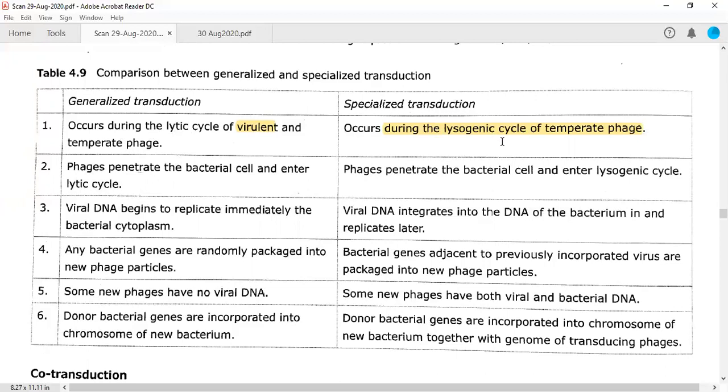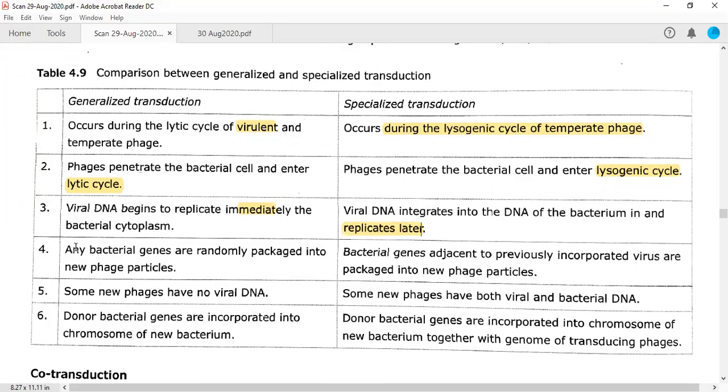bacteriophage DNA, which is called prophage, will be integrated stably inside the bacterial chromosome. In generalized transduction, phages penetrate the bacterial cell and enter into the lytic cycle, but here they are showing the lysogenic cycle, right? This is the main difference between the two. In generalized transduction, viral DNA begins to replicate immediately after entering into the bacterial cytoplasm, so there is no gap. But here, after integration, the prophage DNA will replicate later, meaning after some time, they will have some gap period.